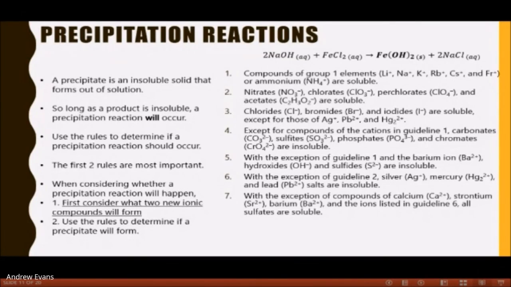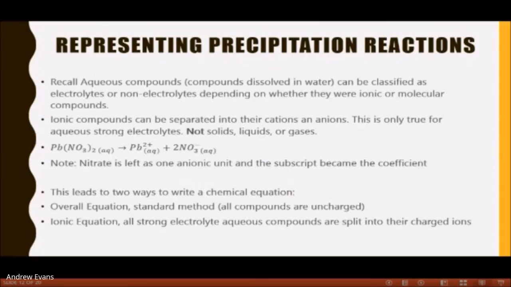We'll go ahead and finish after this slide. Where we're going to take this is we're going to start writing these reactions and trying to predict whether a solid will form. Eventually, we'll go to writing what's called a net ionic equation, where we show only the driving force, only what is actually happening. So, aqueous compounds, when they get dissolved in water, are either electrolytes or non-electrolytes, depending on whether ionic or molecular.